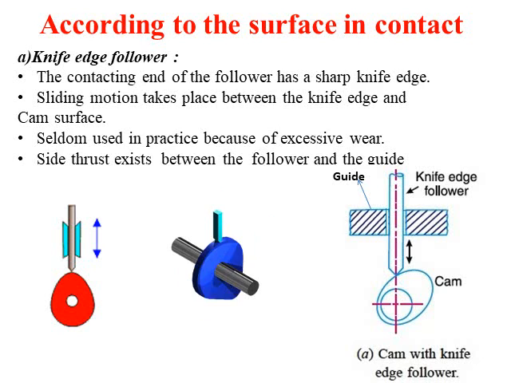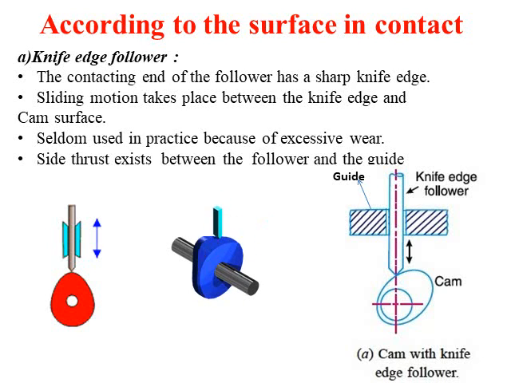The first one we have is the knife edge follower. To see how followers are classified according to surface in contact, you have to look at the contacting end of the follower. In this particular knife edge follower, the contacting end of the follower has a sharp knife edge, hence it is called a knife edge follower.